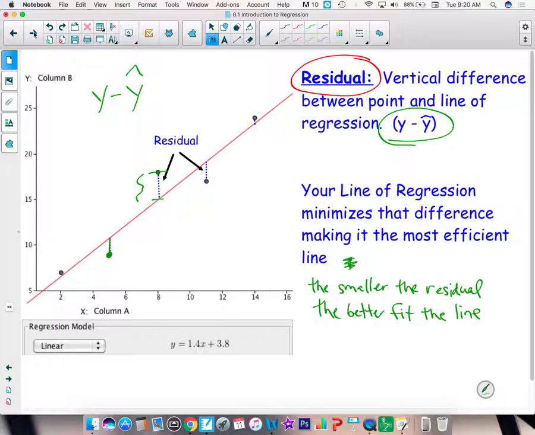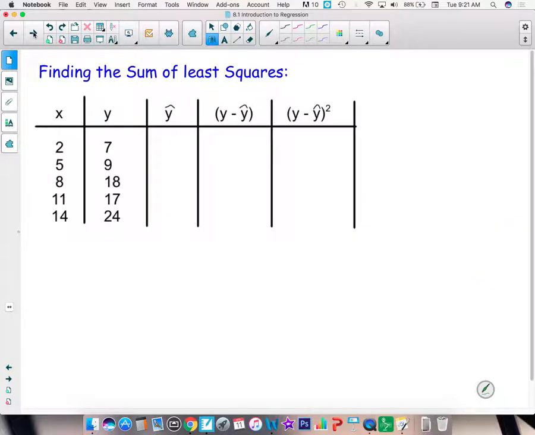So here we have a chart. I want you to copy this chart down, so pause the video so people can copy this chart down, please.